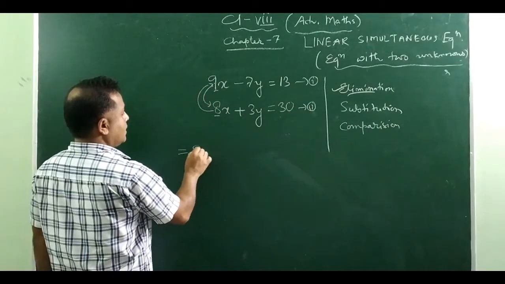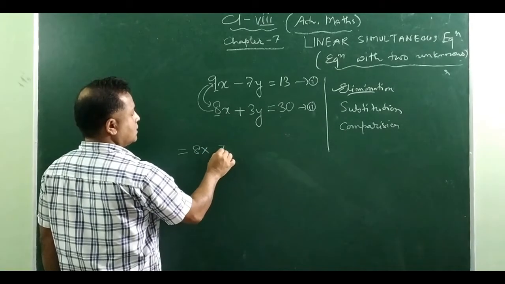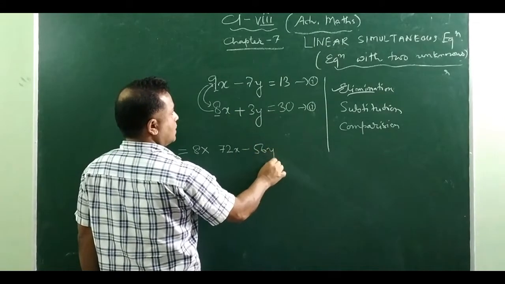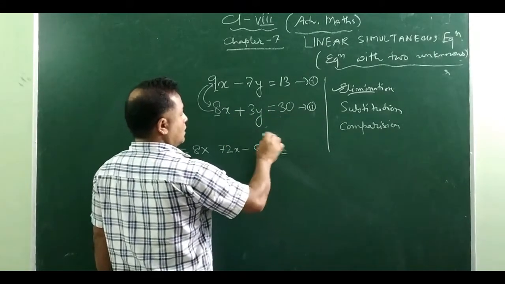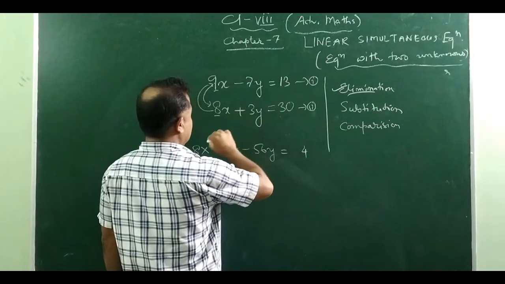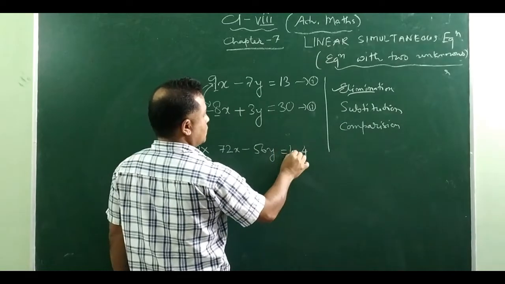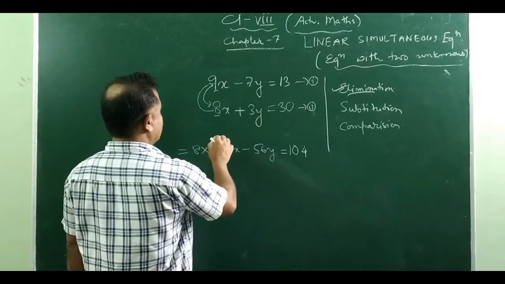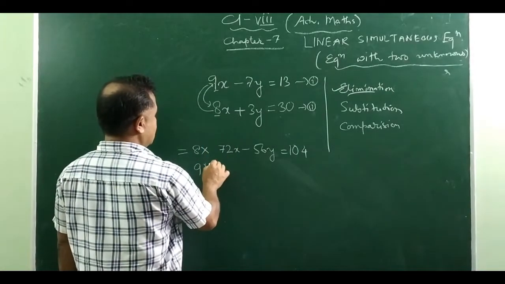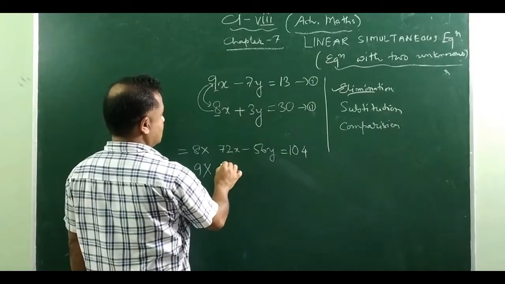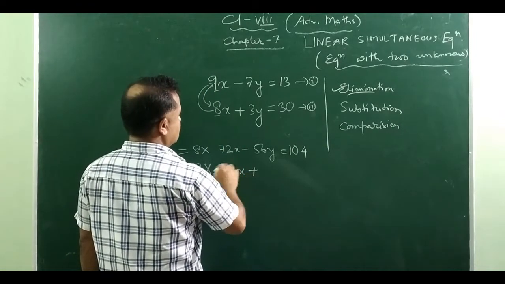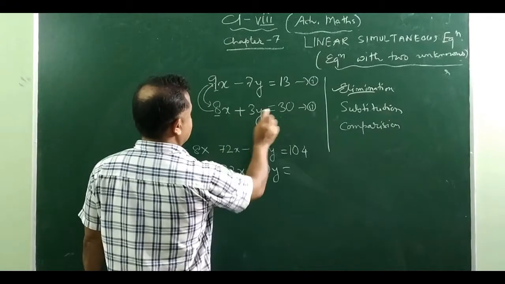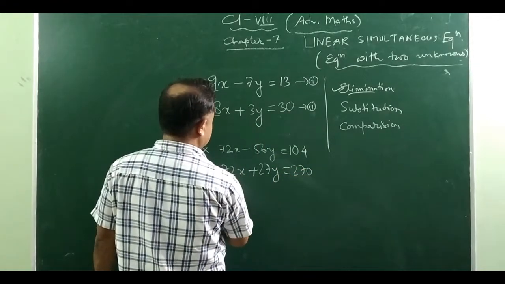So what we get is 8 into 9 is 72x minus 8 into 7, 56y, is equal to 8 into 13, that is 104. Next we multiply by 9, so it becomes 72x plus 27y is equal to 9 into 30, that is 270.